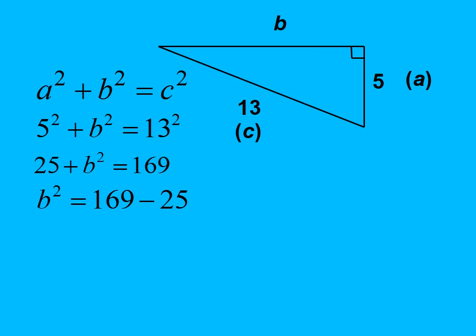So we have 169 minus 25, which equals 144. The square root of 144 is equal to 12. So B is equal to 12.